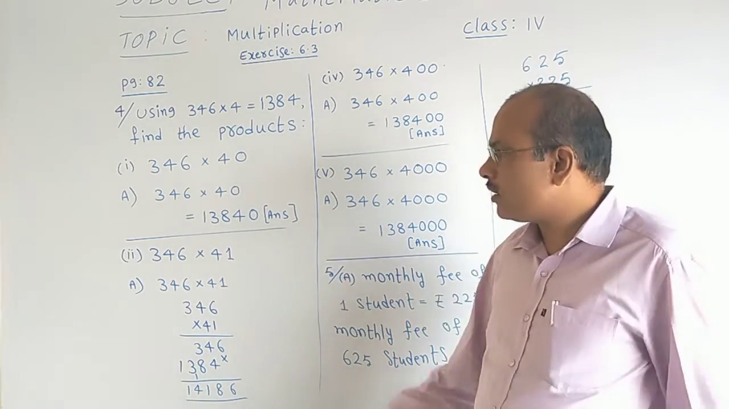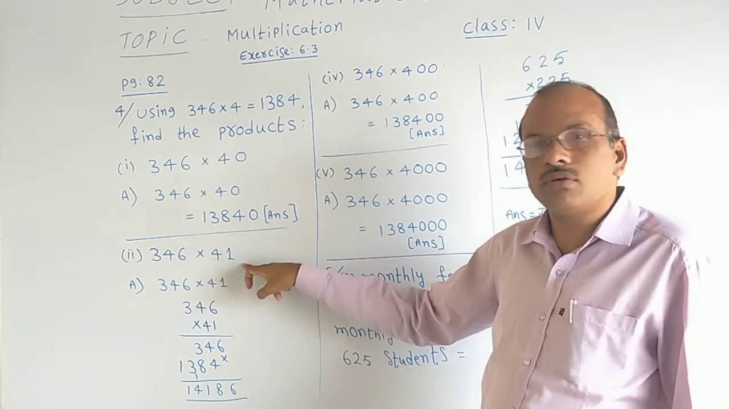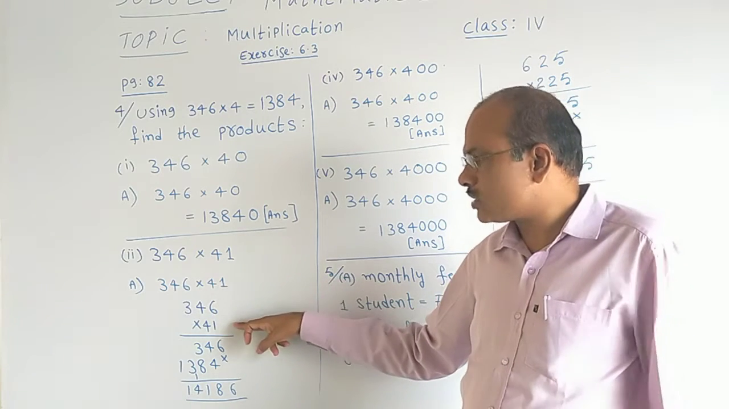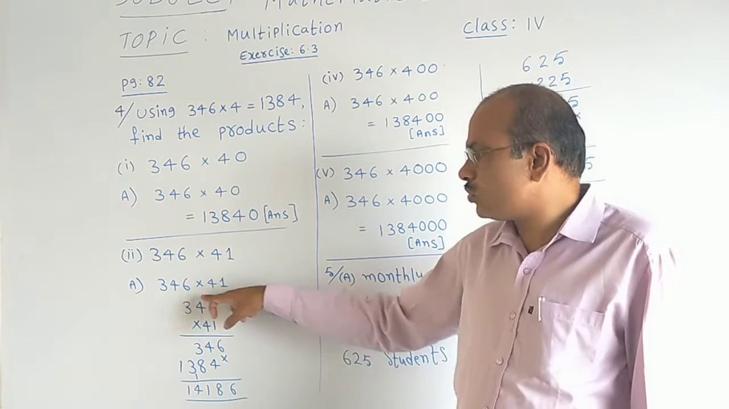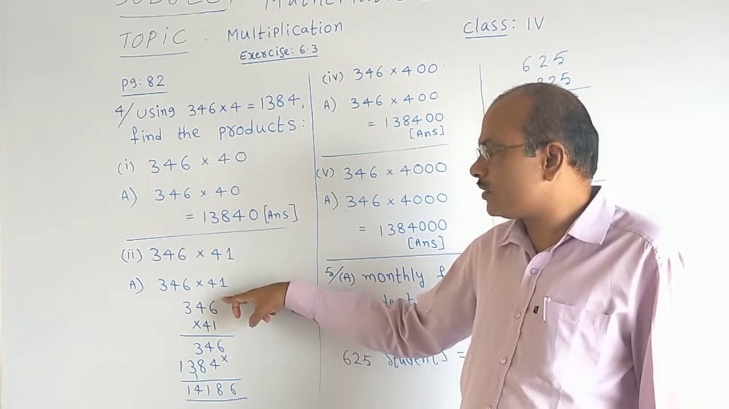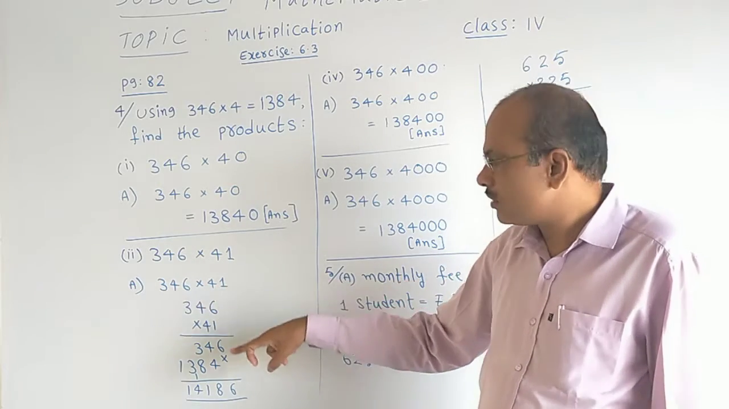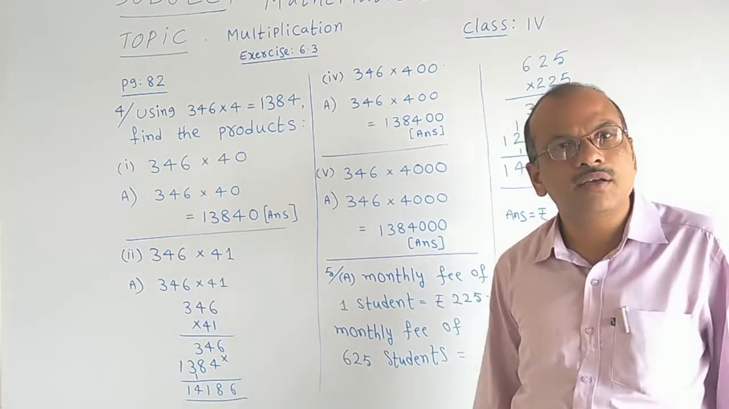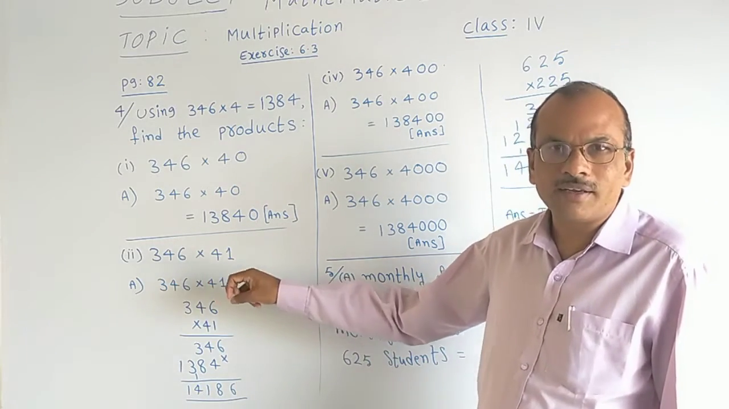The same way we will see the second bit. 346 into 41 we have to multiply. The same question is written, but here one table we have to use to write it. 1 into 6 is 6 only. 1 into 4 is 4. 1 into 3 is 3 only. But here 4 is there to multiply.